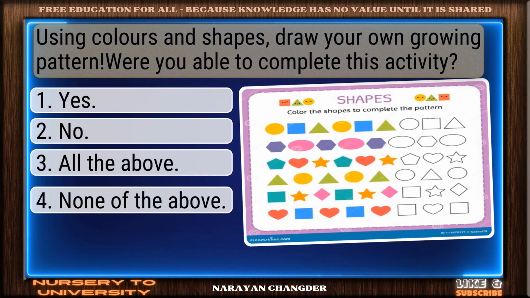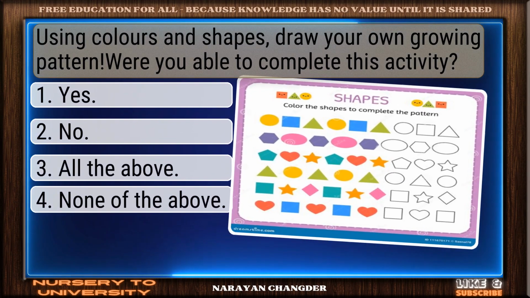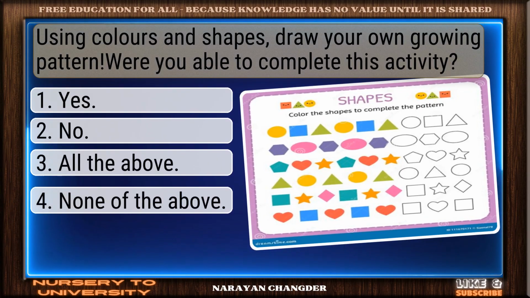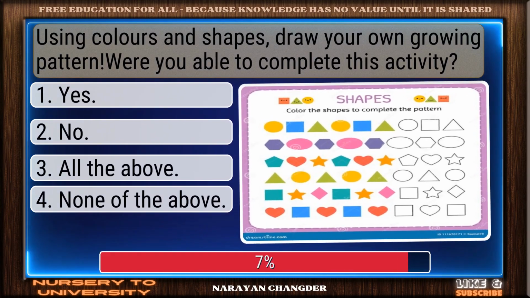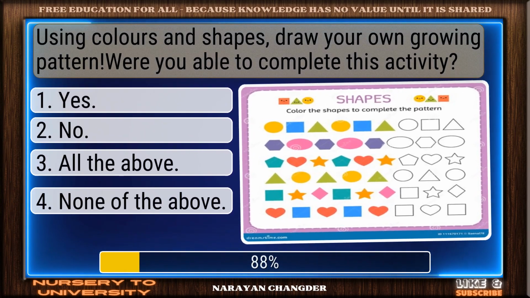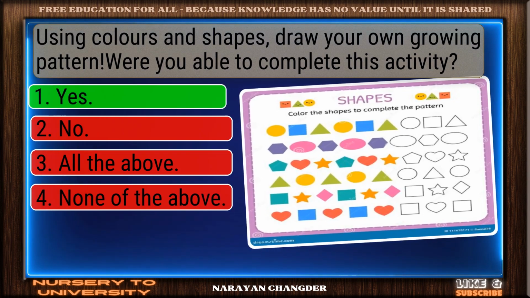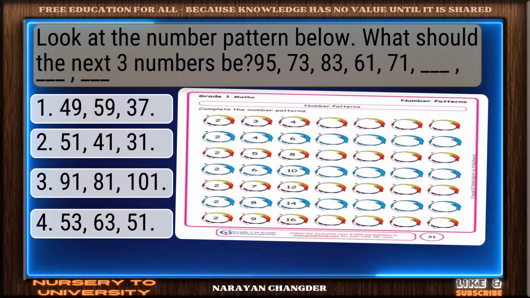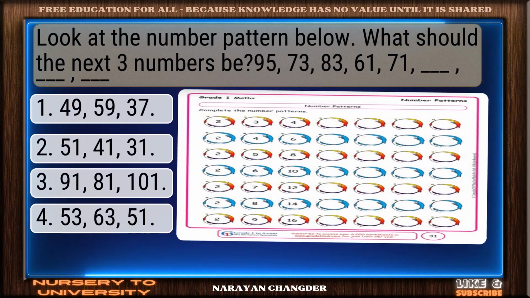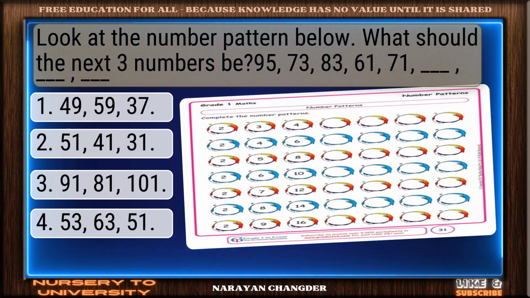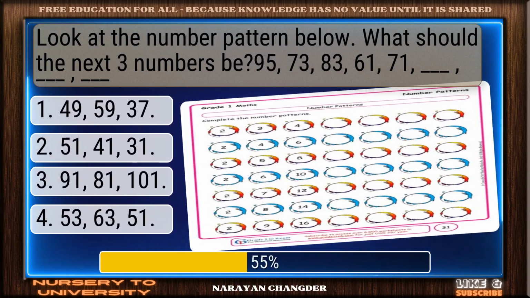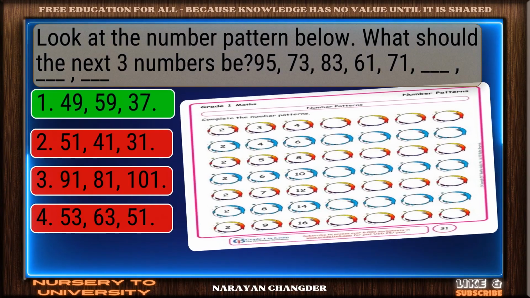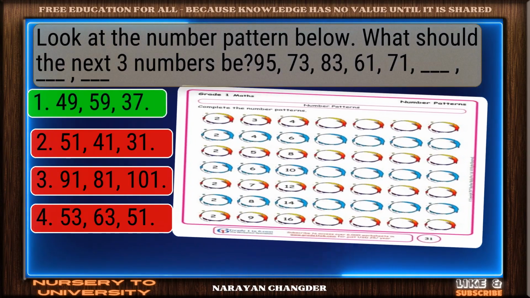Using colors and shapes. Draw your own growing pattern. Were you able to complete this activity? Great job. Yes is the accurate answer. Look at the number pattern below. What should the next three numbers be? 95, 73, 83, 61, 71 dash dash dash. Valid point 5937 is true.